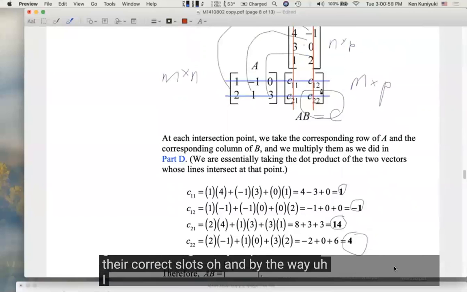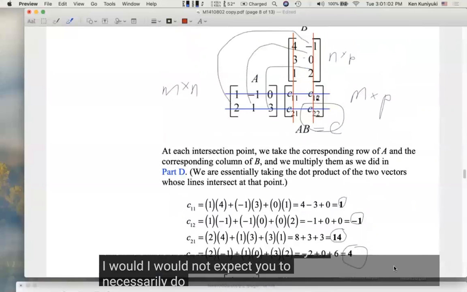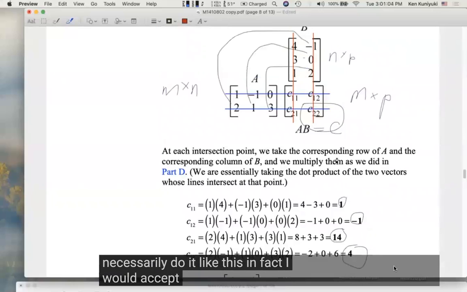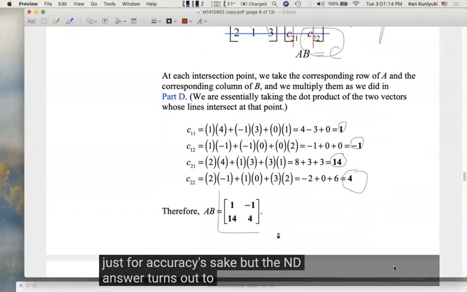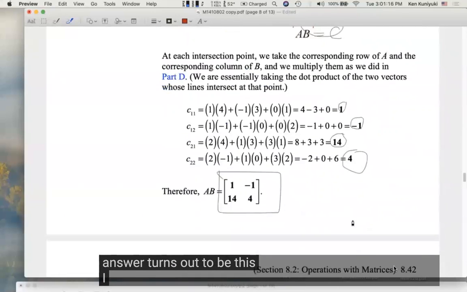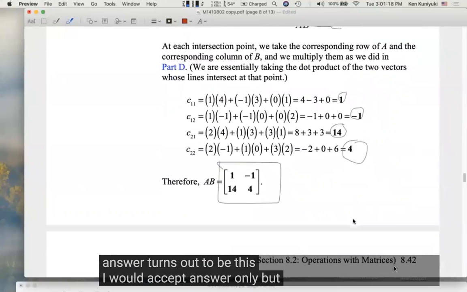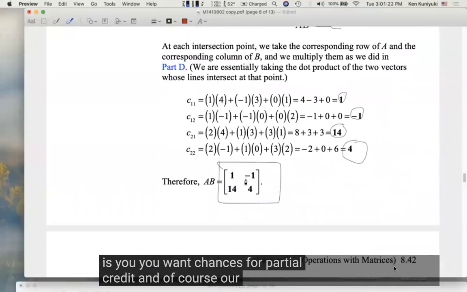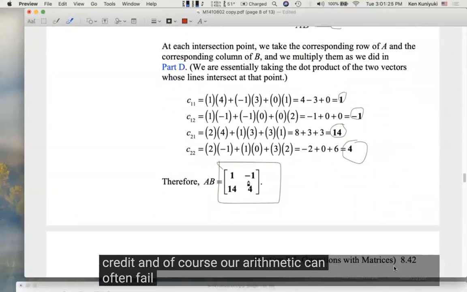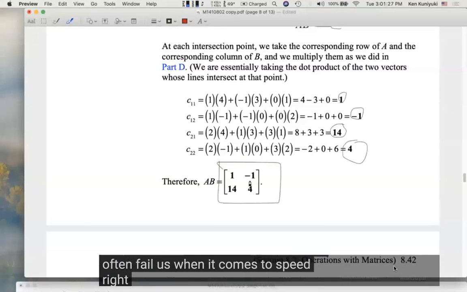Oh, and by the way, I would not expect you to necessarily do it like this. In fact, I would accept answer only, although I think it would help you to do some work just for accuracy's sake. But the answer turns out to be this. I would accept answer only, but the thing is, you want chances for partial credit. And of course, our arithmetic can often fail us when it comes to speed, right?